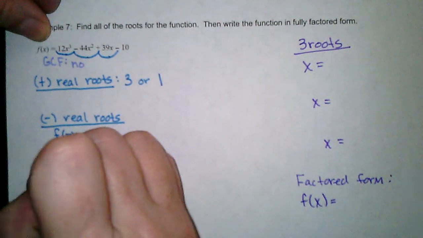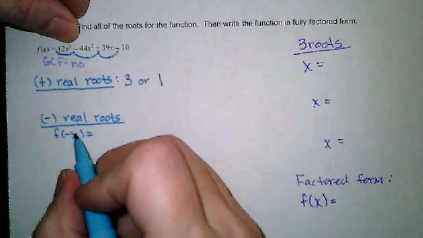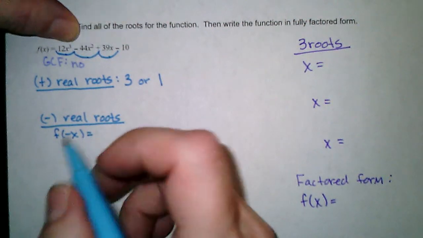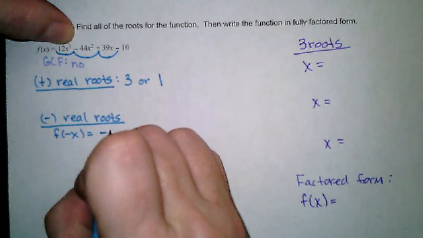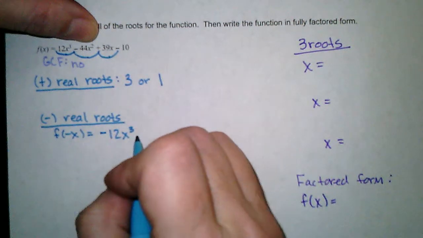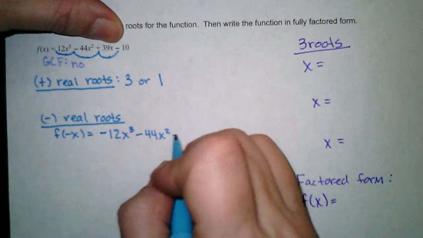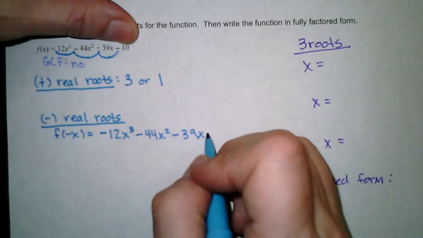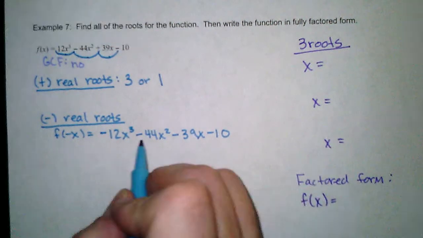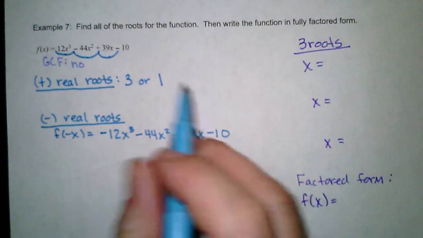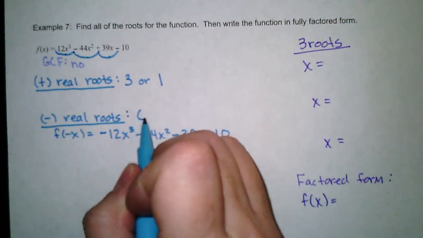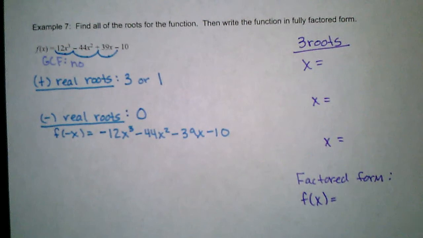Negative real roots, we've got to get f of negative x. So the terms that have odd exponents switch their sign. So x cubed would then be negative 12x cubed. The even ones keep their sign, so minus 44x squared. Odd exponent switch the sign, minus 39x. Constant term, keep the sign. So in this, there are no sign changes. All of those terms are negative. So that means there will be 0 negative real roots. So when we go to start testing our numbers, there's no need to test any numbers that are negative, because all of our roots will be positive.